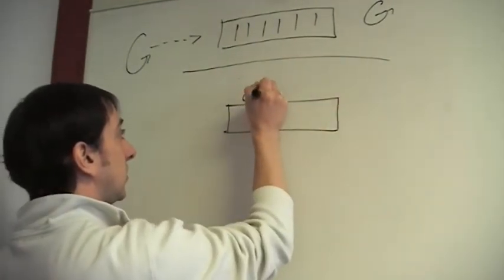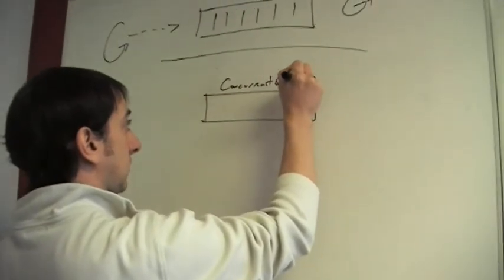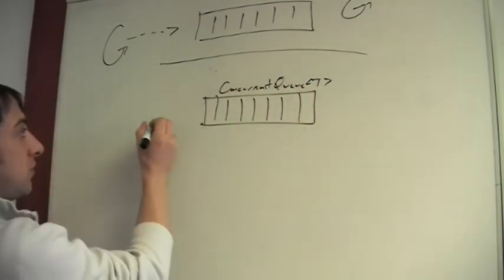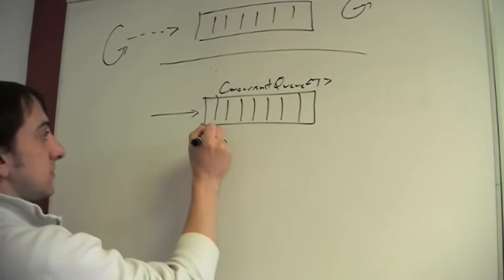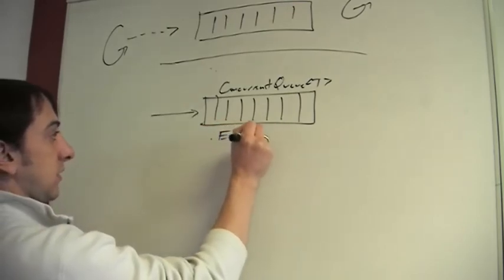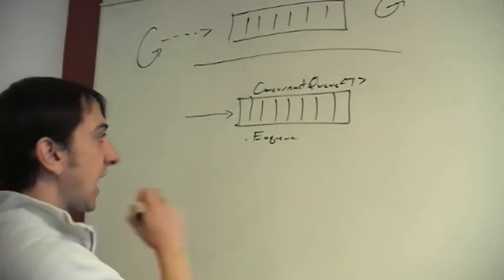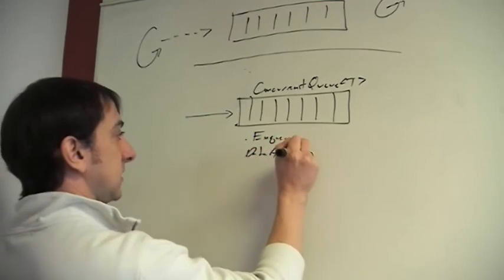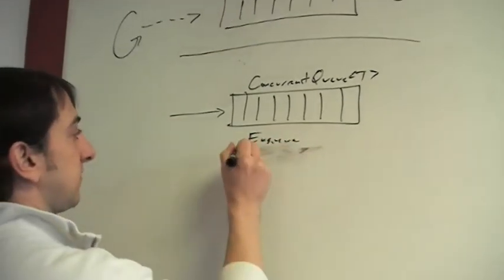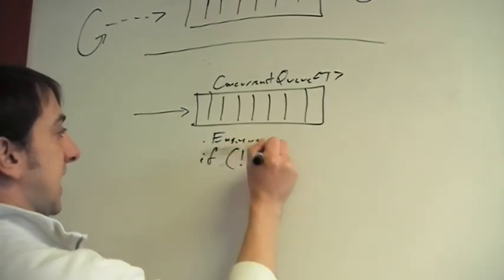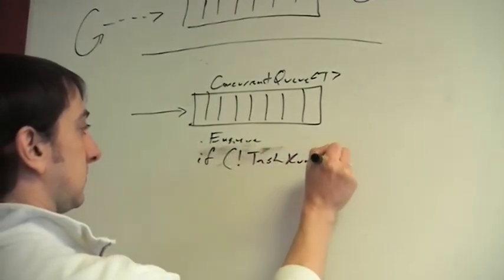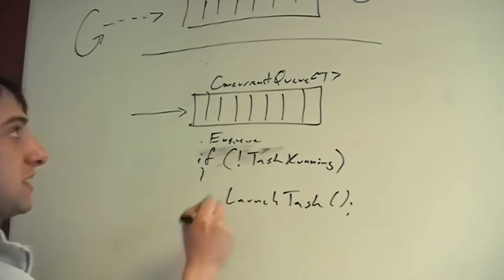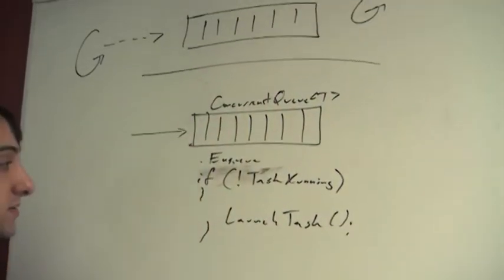So let's say you'd have a concurrent queue of whatever your data is. And when a producer adds data, he might enqueue that data into the collection, and then set some kind of flag, data available, let's say, if no task running, launch task. And this task would be this consumer task that's going to spin up and start processing.